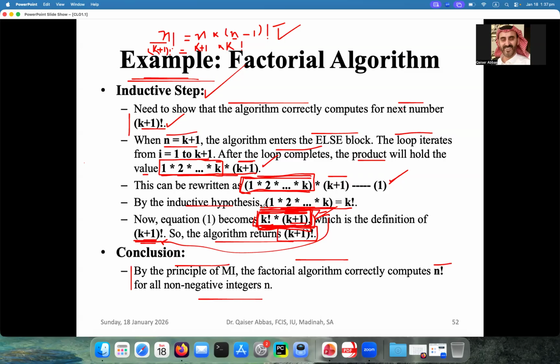How many of you have understood this last step? k factorial multiplied by k plus 1. Raise your hands. How many have you understood? Ghazi, Madri, understood? Okay.